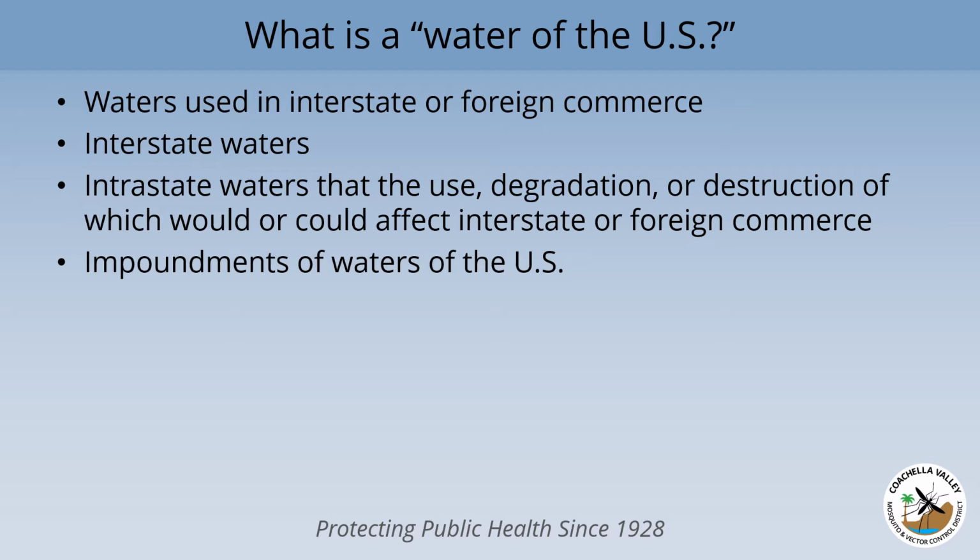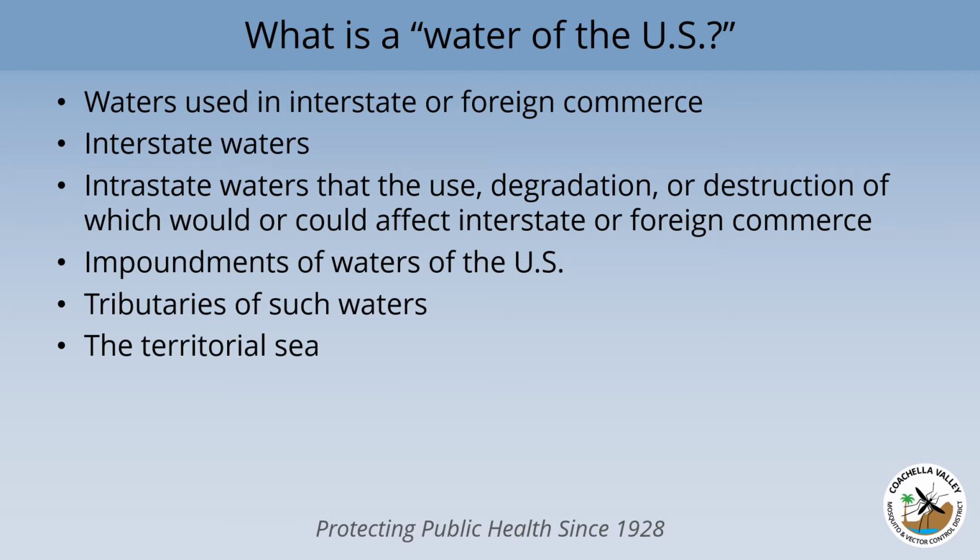Impoundments of waters of the US. So if you build a dam on a river, like the Hoover Dam, just because you have a lake now that's impounded by that dam, that doesn't mean that lake is not a water of the US. It is. You just took it out temporarily, and it's going to go back to that stream downstream. So that's still a water of the US. Tributaries of those waters, so anything that's going into any of these previous categories of waters.